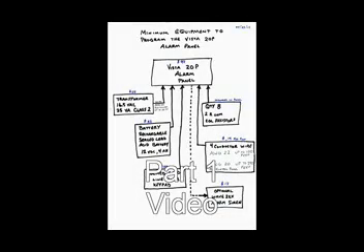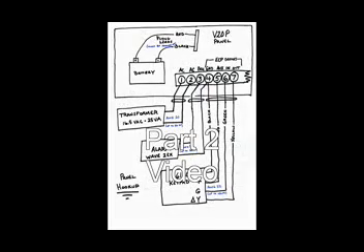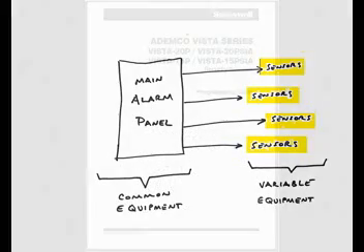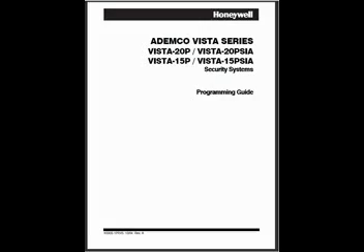Part 1 covered all the necessary equipment you would need for every alarm system. Part 2 covered how you would hook up all that equipment. Part 3 covered the myriad of possible sensors that you could hook up to the alarm. Now I'd like to start talking about programming.